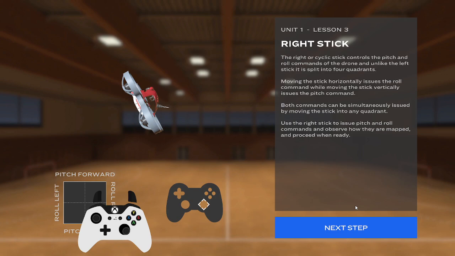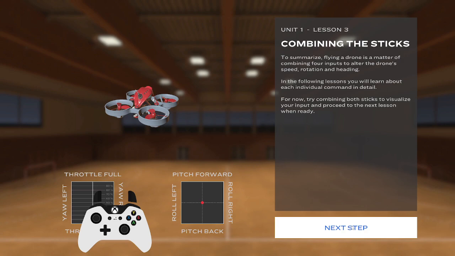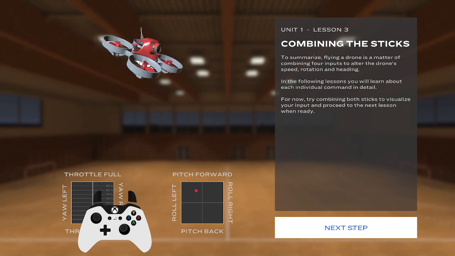Combining the sticks. To summarize, flying a drone is a matter of combining 4 inputs to alter a drone's speed, rotation, and heading. For now, you try combining both sticks to visualize your input and proceed to the next lesson when ready. Let's play with this.